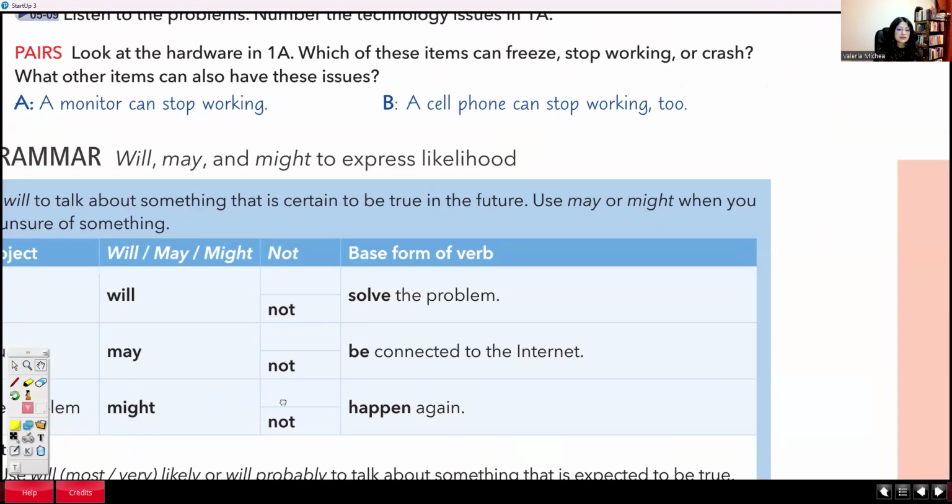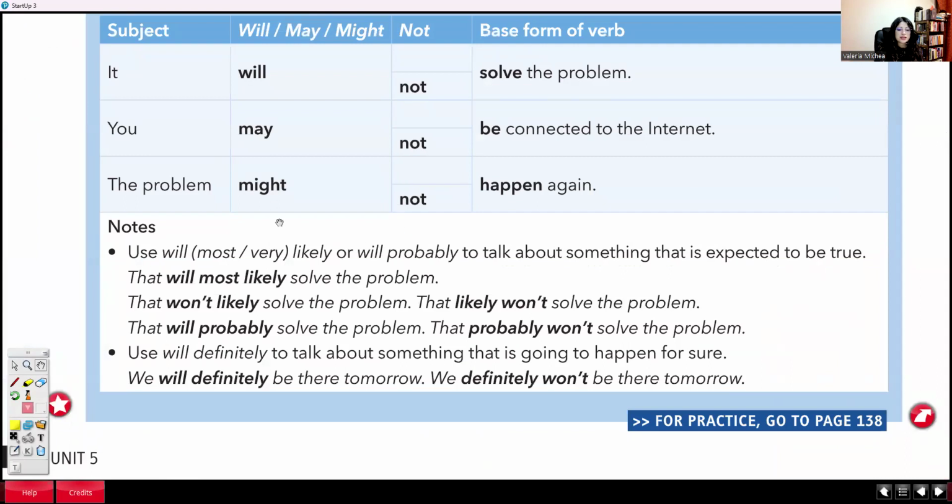So yeah, we were paying a lot of attention to the idea of using will plus other words like likely or most likely, probably and definitely, right? So this was the topic that we were talking about in the previous class, which was on Monday.